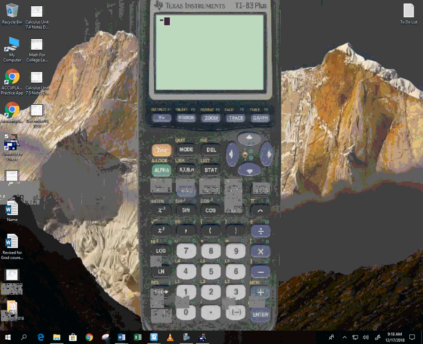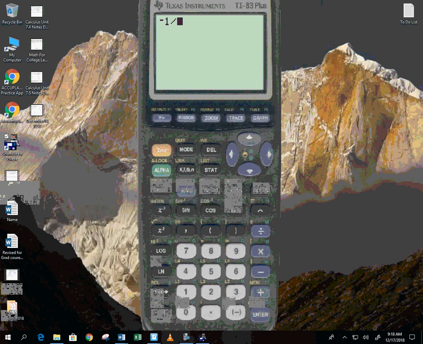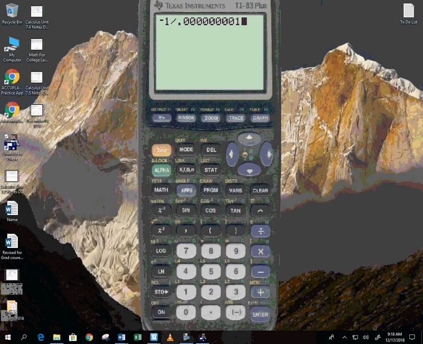So I'm going to take -1 and divide it by 0.00000001. I take it and divide by a really small number. What do I get? A really big negative number. So everybody see that the limit from the right-hand side is going to head towards negative infinity. Well stated.